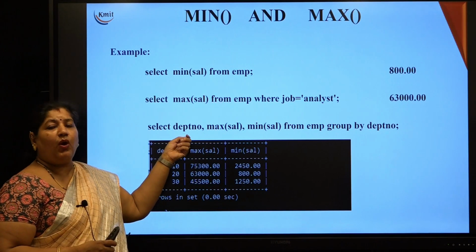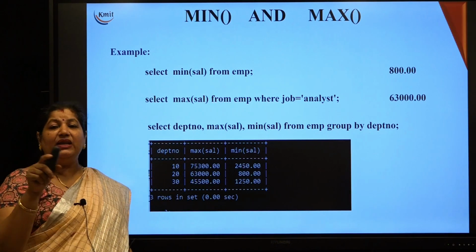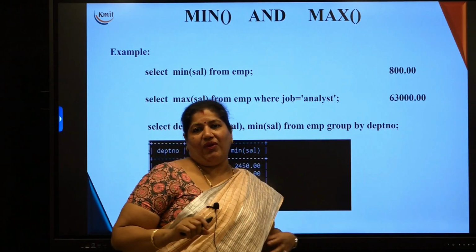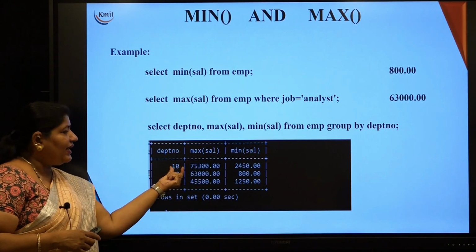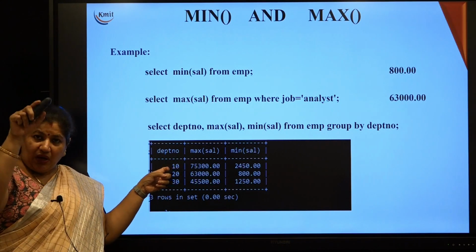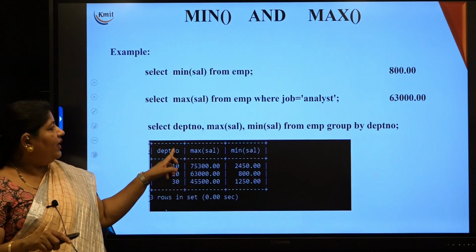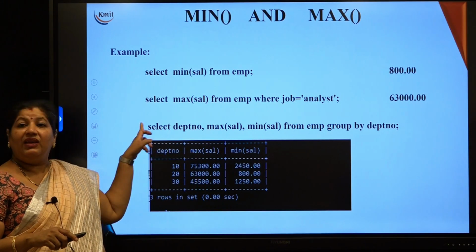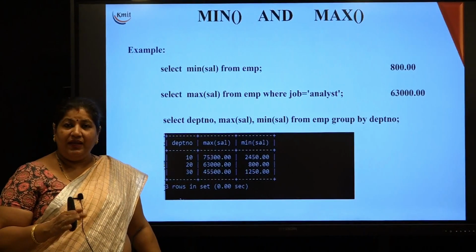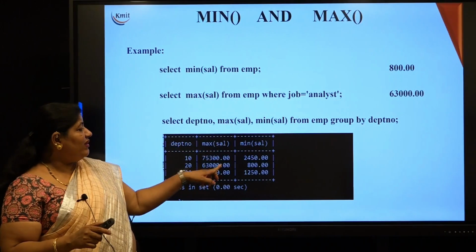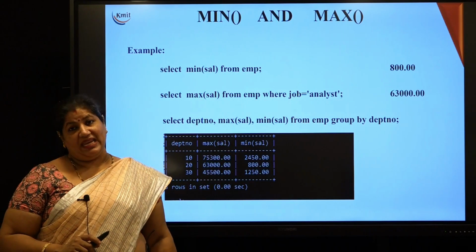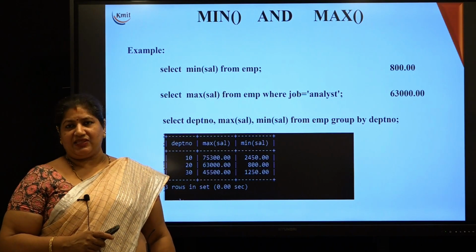I cannot display employee name or employee number because they are individual rows, whereas I am applying this function on a group of values, and that group is based on the category of department number. So for all similar department number values, that means all of department 10, this function has been applied. So department number can be displayed. If I have E number and max of sal and min of sal, it's not possible. If you want to know who is the person earning the maximum or minimum salary, there is a concept called subqueries, which we will be learning in our next assignment.